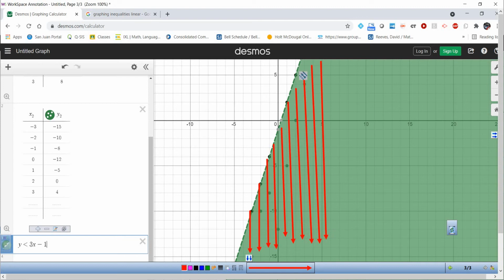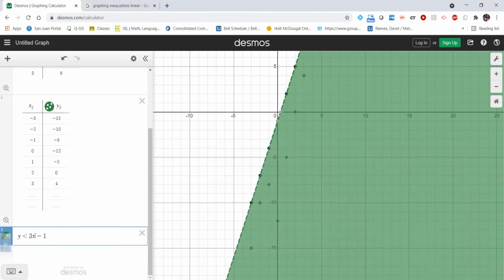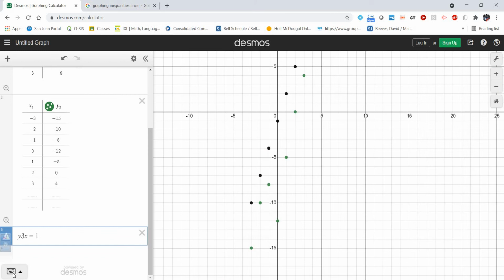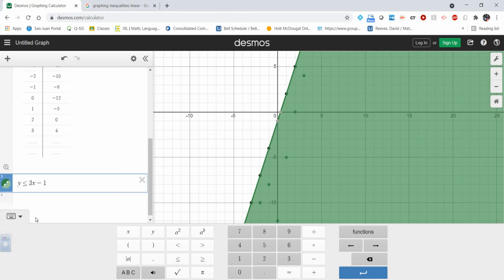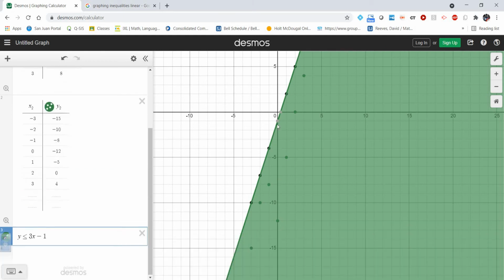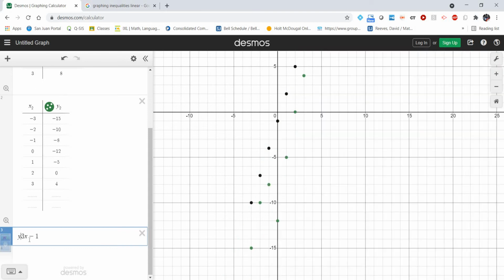Now you notice, by the way, the line is dashed. The reason the line is dashed is because we just said less than. If we change that to less than or equal to, so let me go down here and pull this up, less than or equal to, now you notice that it is a solid line. So everywhere on the line they are equal to it, and everywhere below the line they are less than it. Let me go back and make it equals again. Now we're back on there.